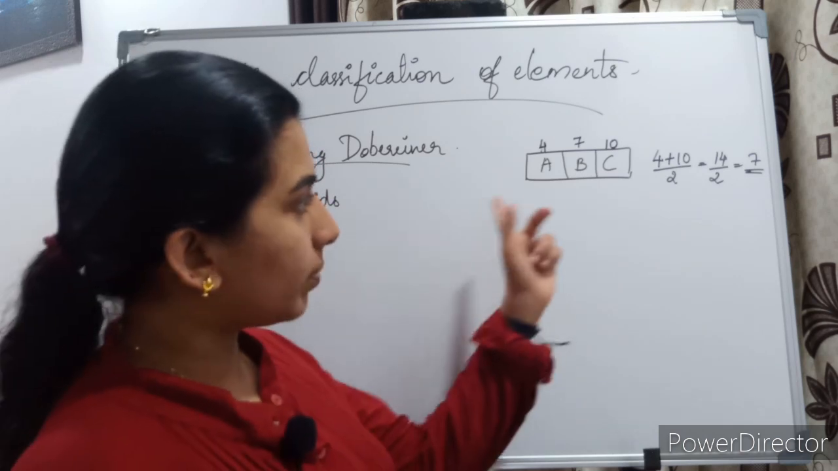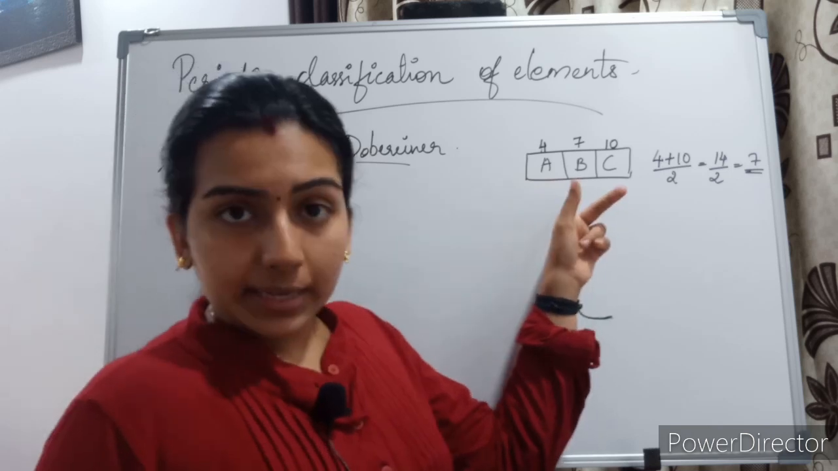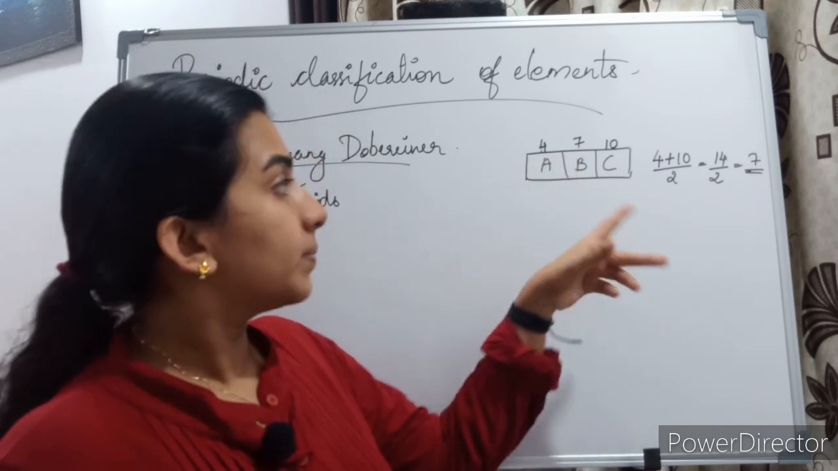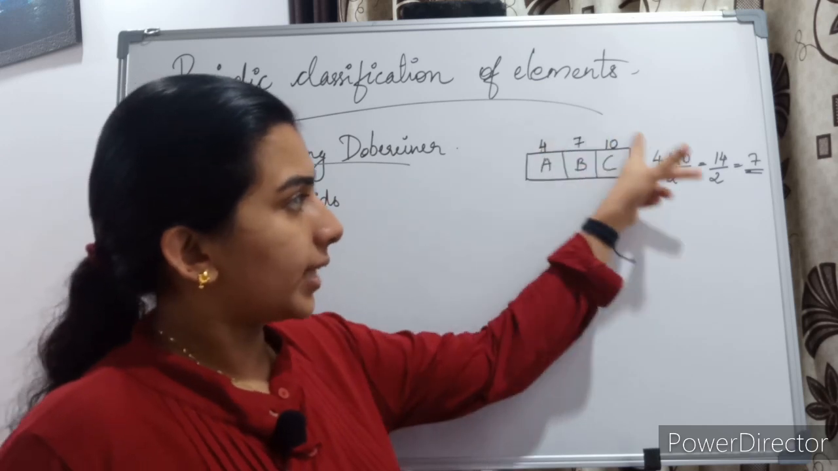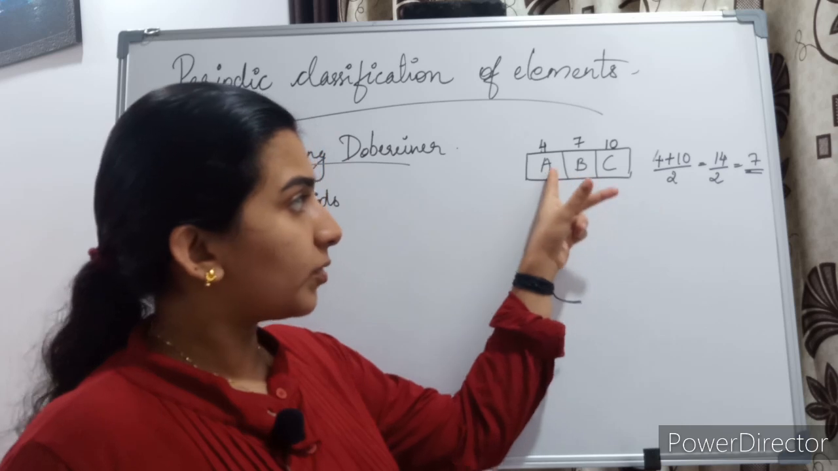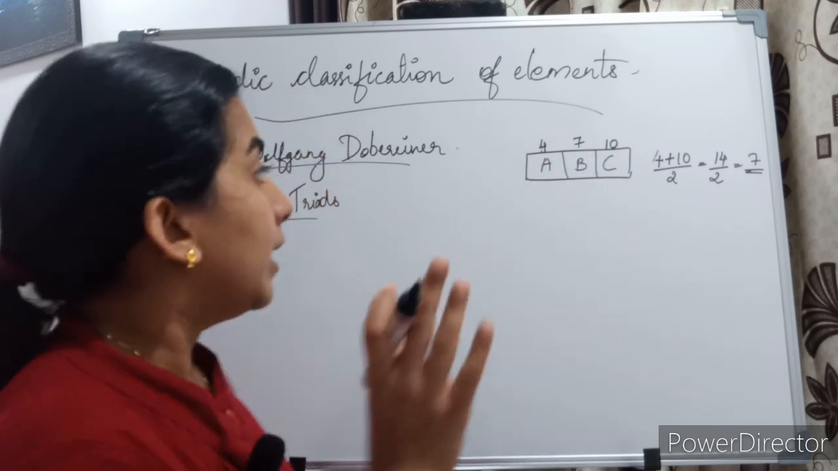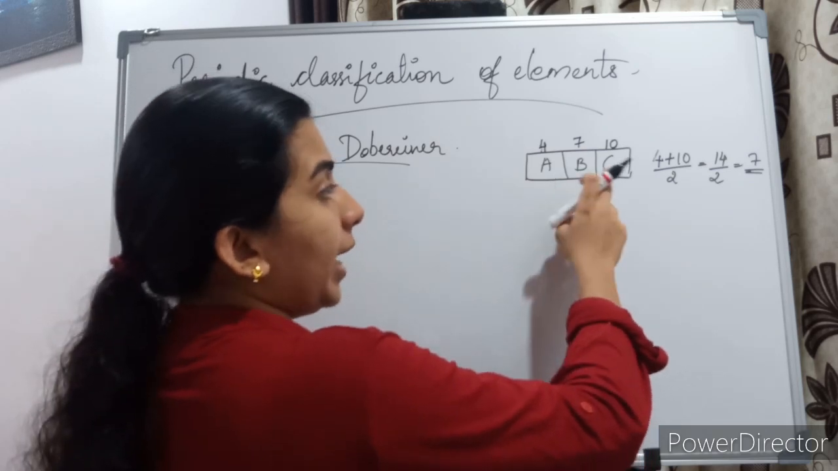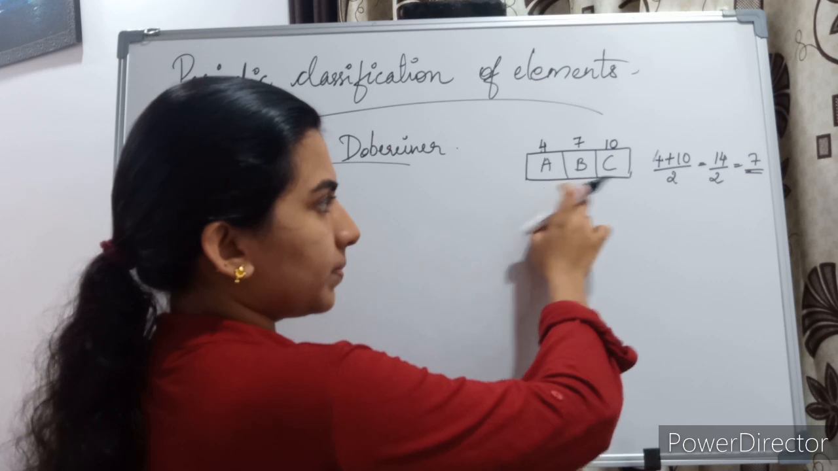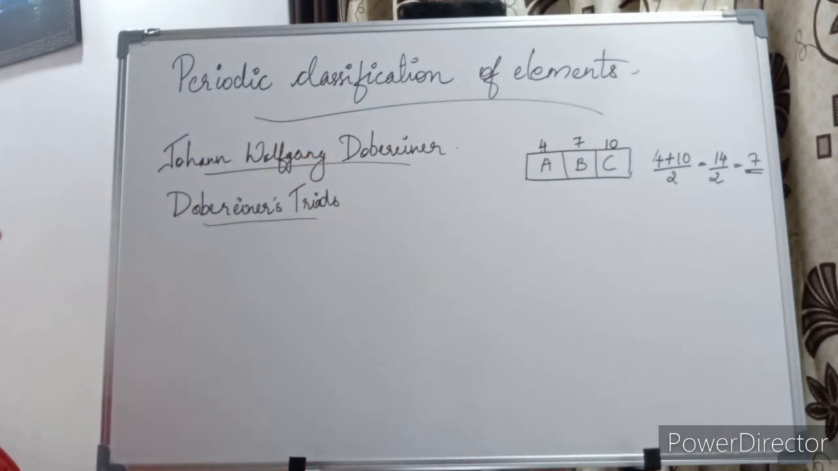This is what Dobereiner said in his classification. He showed that when elements are arranged in increasing atomic mass number in the form of a triad, the mass number of the middle element will be roughly, not exactly, equal to the average of the atomic mass numbers of the other two elements. Now we will take some examples.